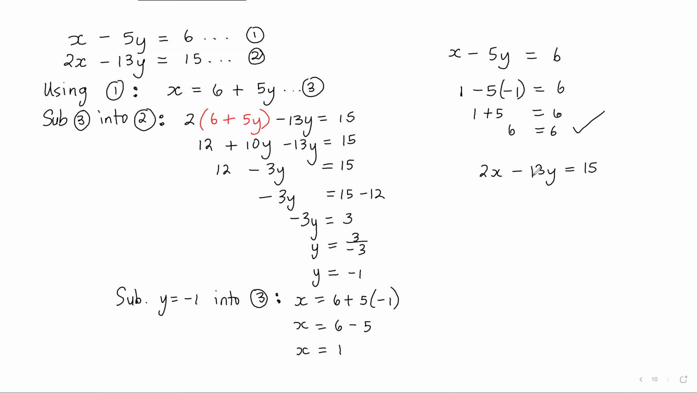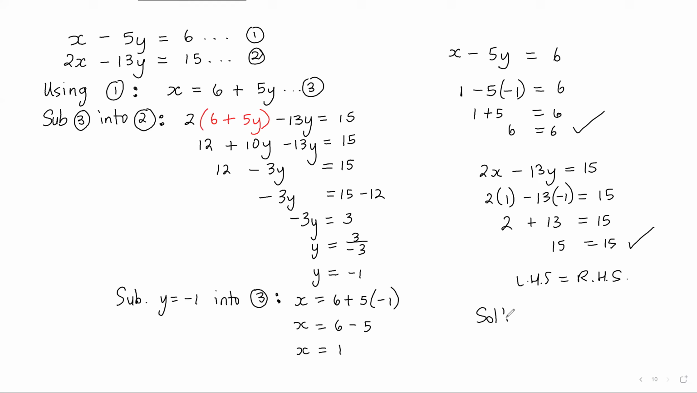So that would be 2 times x, so 2 by 1 minus 13 by -1. Let's see, 2 by 1 is 2, minus 13 by -1 is plus 13. So that it works out, right? 2 plus 13 is 15. So you have 15 is equal to 15. Left-hand side is equal to right-hand side. So that means that my solution is correct.